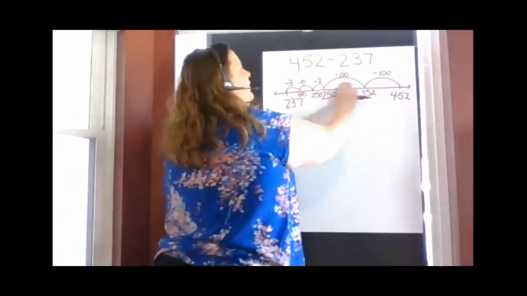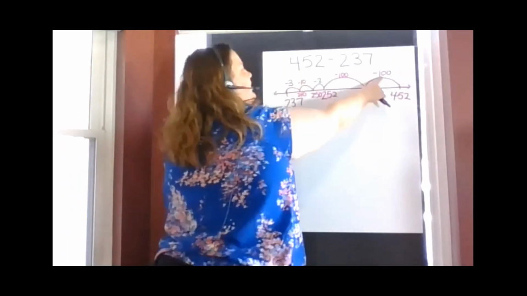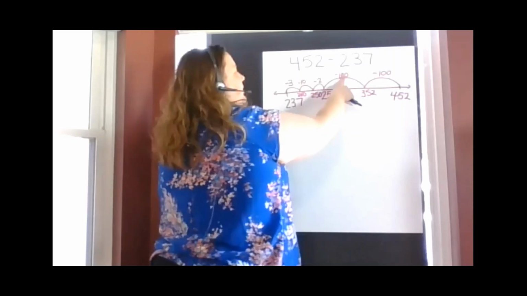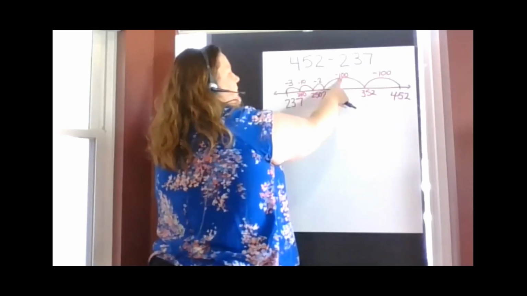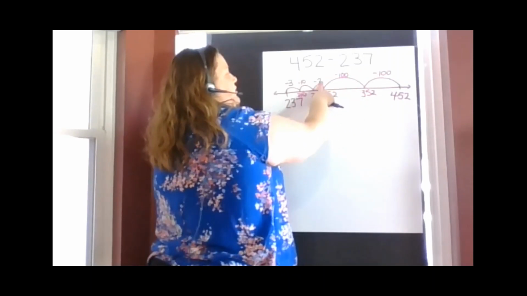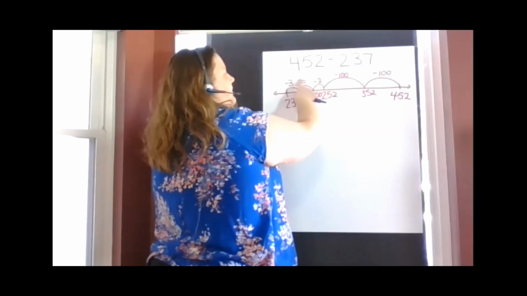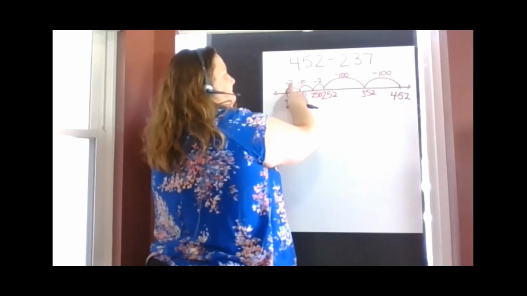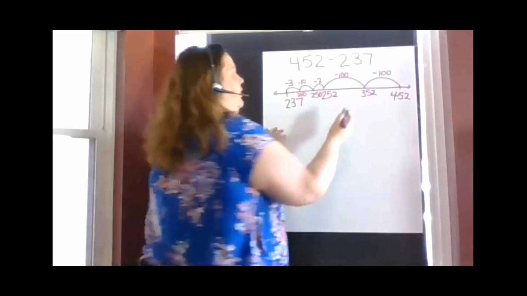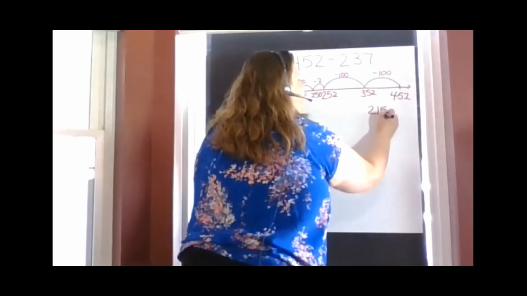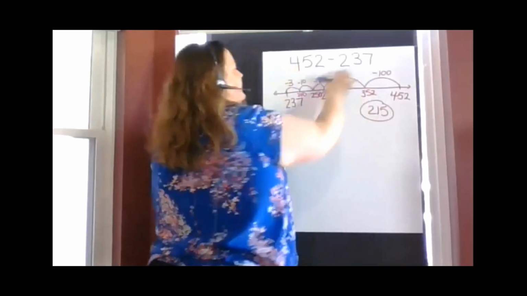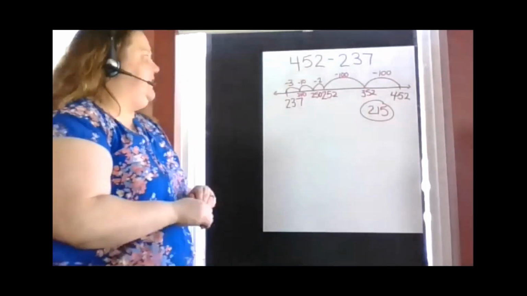So now I want to look at how far did I jump? I jumped 100, 100, so that's 200, 202, 212, 215. So I jumped a total of 215. The distance between those two numbers is 215.